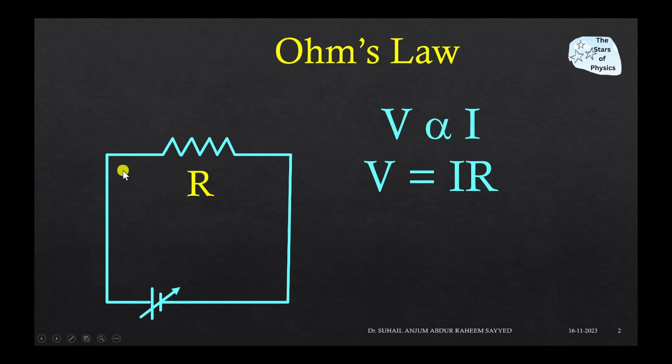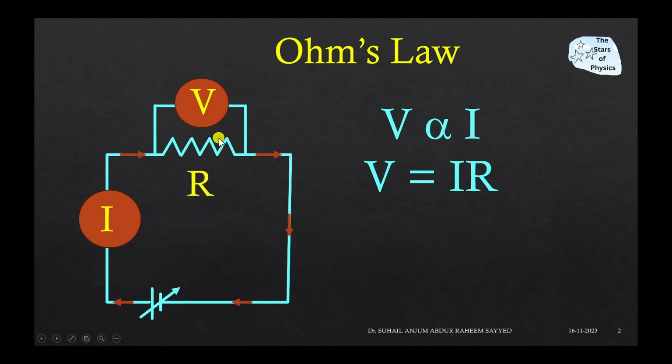So, consider a circuit as shown here. In this circuit we have a variable power supply, which is a DC power supply, and resistance capital R is connected in series with this DC power supply. Then current I will flow through this circuit. To measure this current, we have to connect an ammeter which will measure the current flowing through this resistance capital R. And we have to connect a voltmeter across this resistance to measure the voltage drop across this resistance.